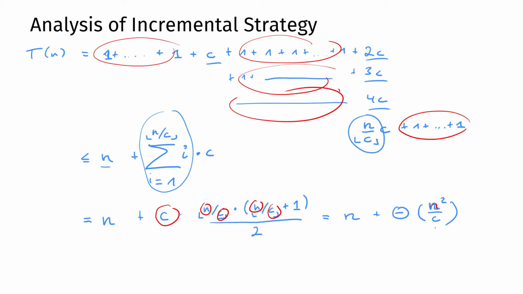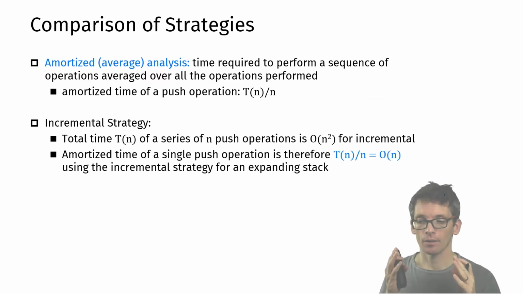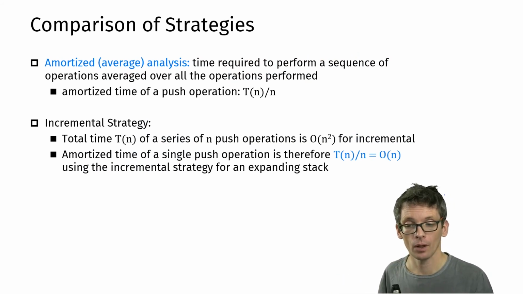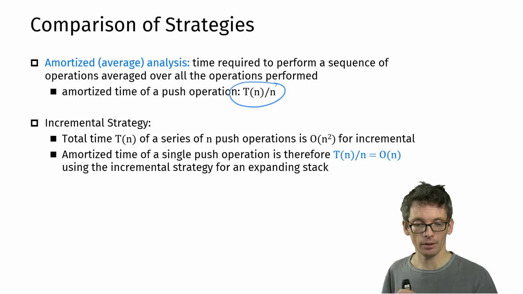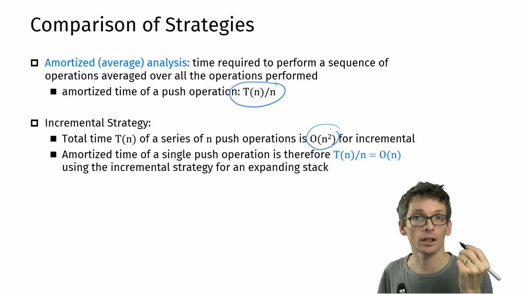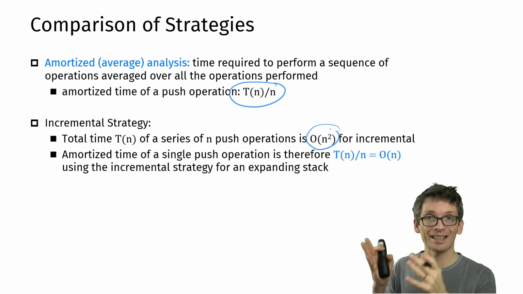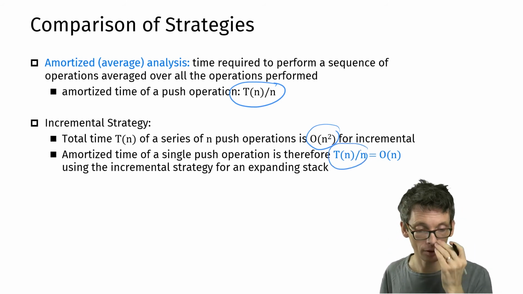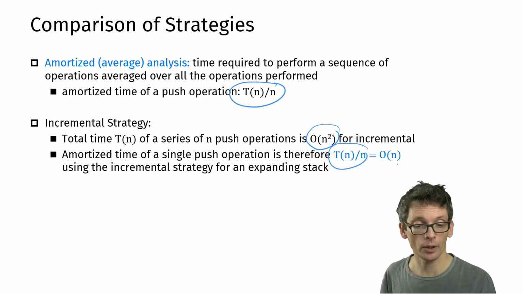So that is T of n. T of n is of order n squared. What does that mean? It means that if we look at the amortized running time of one operation, which is T of n divided by n, then because T of n is quadratic, we get that the amortized running time of one operation is linear.